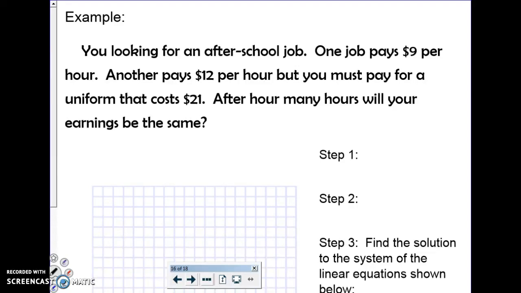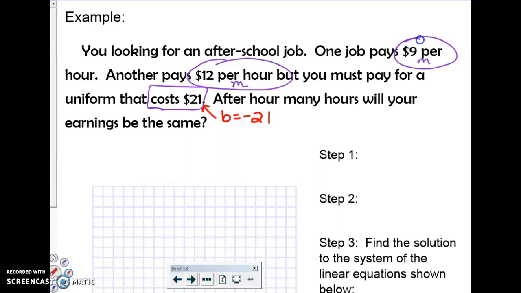So you're looking for an after-school job. One pays $9 per hour. All right, so that sounds like an m, because it's a rate of change. Another pays $12 an hour. So that sounds like an m. All right, but you must pay for a uniform that costs $21. So is that $21 that I'm given, or is that $21 that I'm going to lose? That's $21 that I'm going to lose. So it sounds like I have a beginning cost of negative 21 because I'm going to lose it.